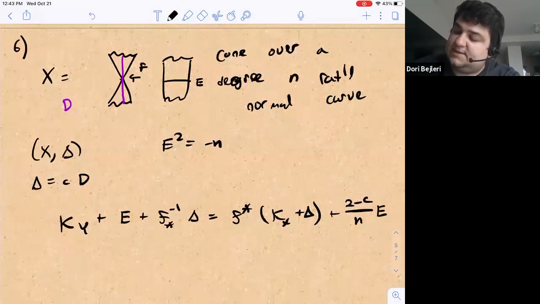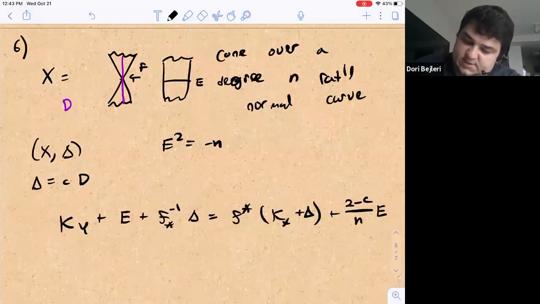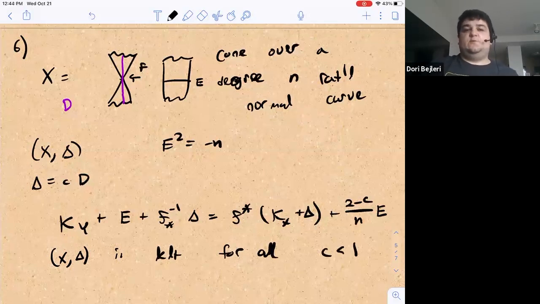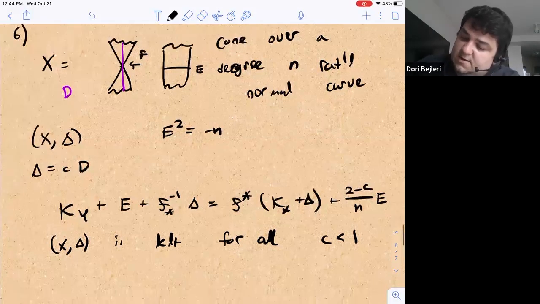And yeah, so what's the upshot here? The upshot is that actually (X, Delta) is KLT for all c less than 1. So of course, c needs to be less than 1 for the round down condition. And this discrepancy, this 2 minus c over n, is always going to be strictly smaller than 1 as long as c is less than or equal to 1, in fact. And so it's KLT for all c less than 1, and then it's PLT for c equals 1.